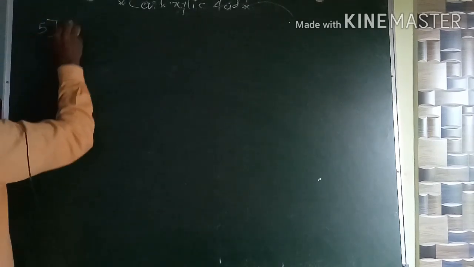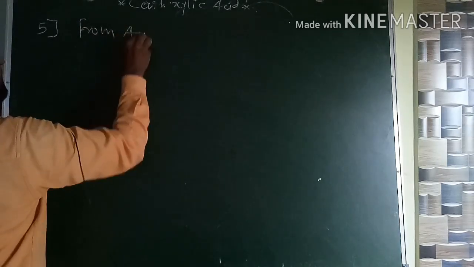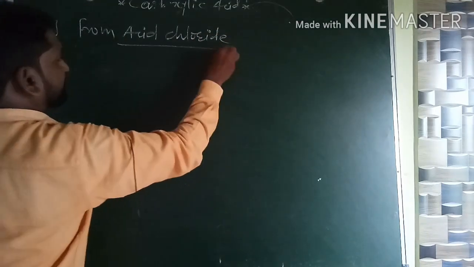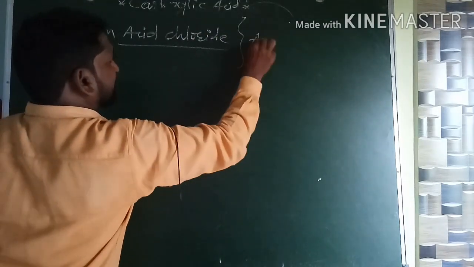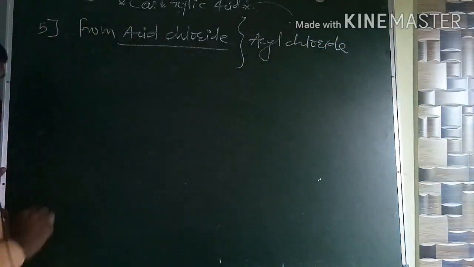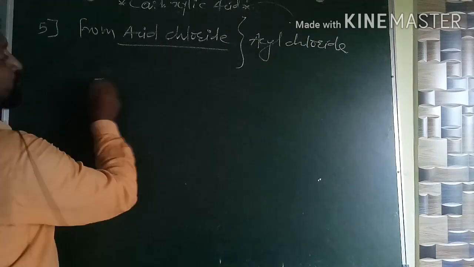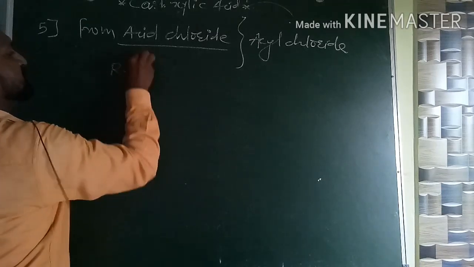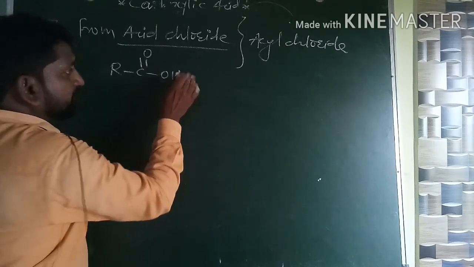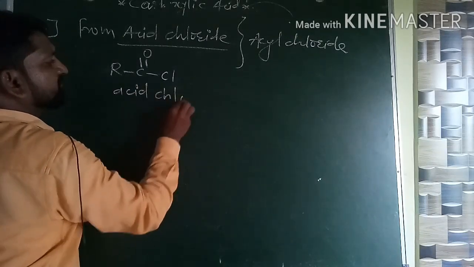Fifth, from acid chloride or simply acyl chloride. So you must remember the functional group, especially of the titles. Okay, acid chloride means how to write acid chloride. See here, RCOOH. What is this? Carboxylic acid. See carefully. It is the carboxylic acid. Replace OH group with the Cl. It will become what? Acid chloride.